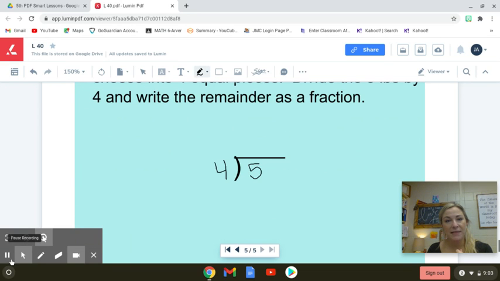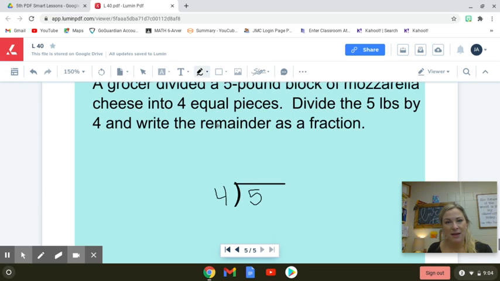All right, so I've set up my problem. We have 5 pounds divided by 4. It's important to remember that in this story problem, we will have a label. We're talking about pounds of cheese. So let's remember that before we finish up our answer.